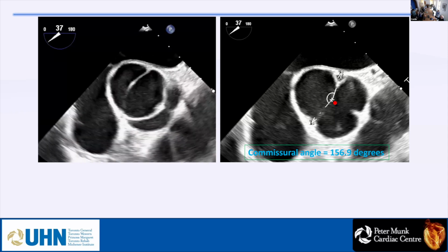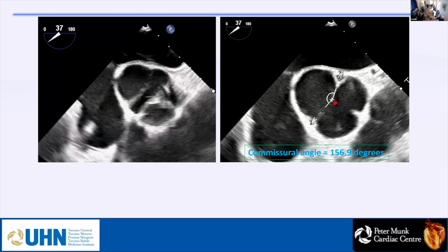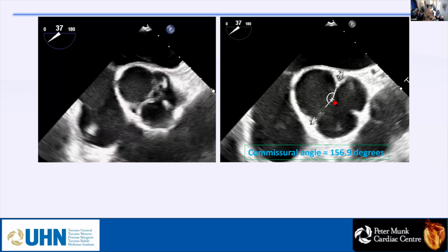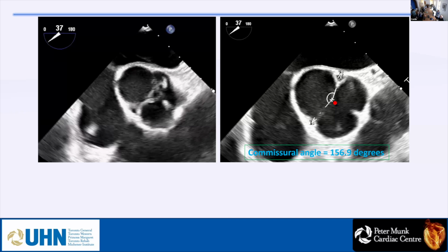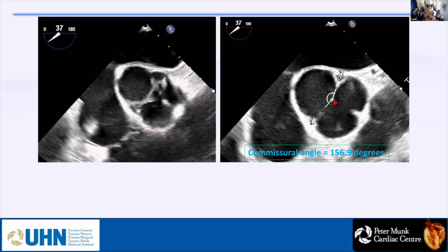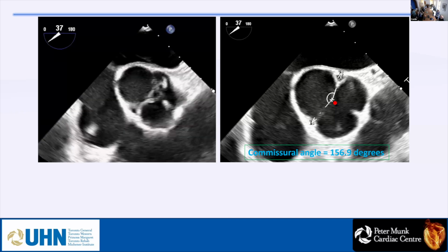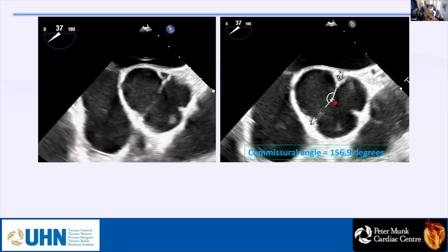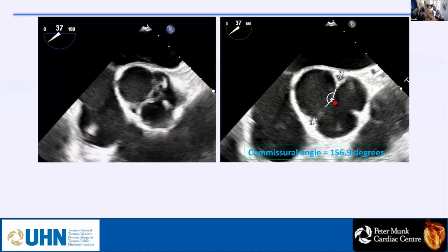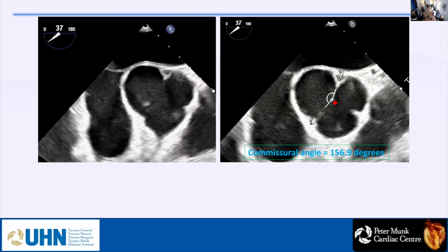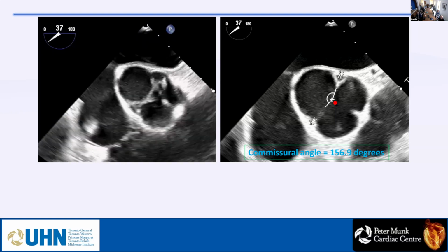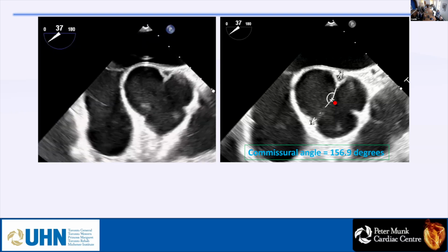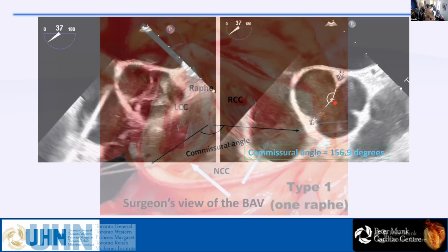If you go to the echo machine, the Philips one, there is an item called tools. When you go to tools, it's called generic angle. You can measure this angle. If this angle is more than 160 to 180, it is very good. 160 to 140, not very bad. Less than 140, it means the valve is very asymmetric, and usually if you repair it, it will be stenotic. That angle is very important.